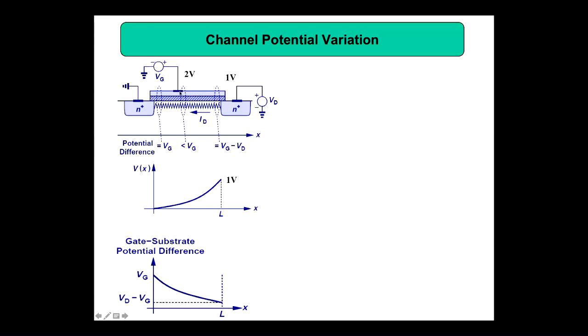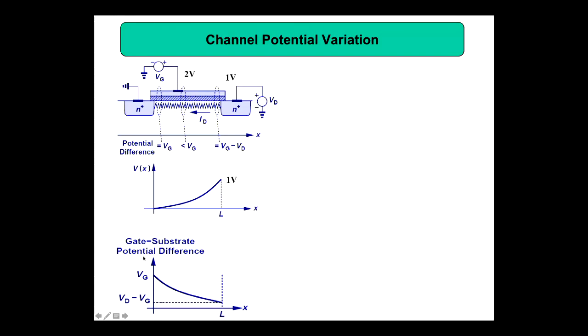Now you can see the voltage between gate and source is different when you compare it to gate and drain. Both are not the same. This voltage is 2 volt, but this voltage is actually 1 volt, and hence in the middle you are getting around 1.5 volt between gate and the middle point. So when you apply 2 volt to the gate, what is happening is across this channel, the voltage is not the same.